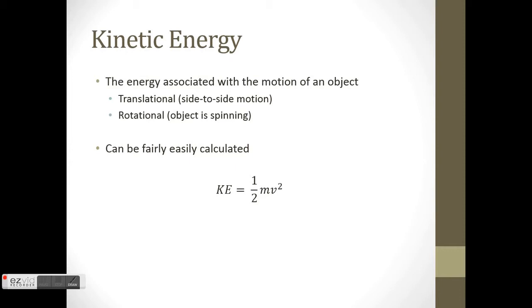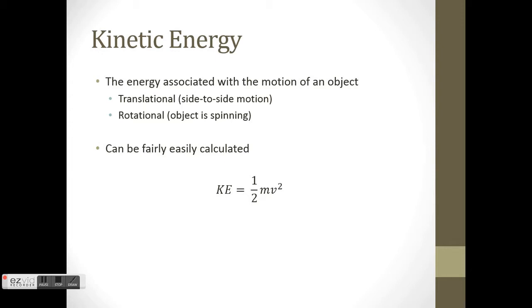Alright, so in this lesson we're going to look at kinetic energy and how work plays a role in determining kinetic energy. So the first thing when we start talking about kinetic energy is we've got to define what kinetic energy is, and kinetic energy is the energy that's associated with the motion of the object. If you ever see the word kinetic in physics, it's talking about motion.